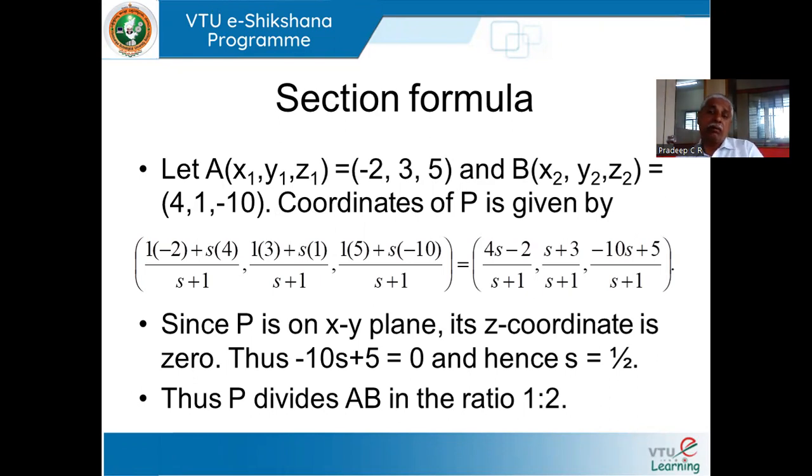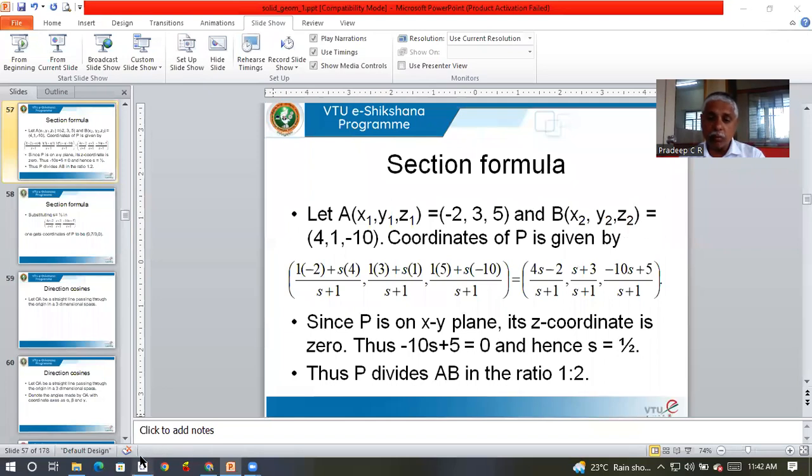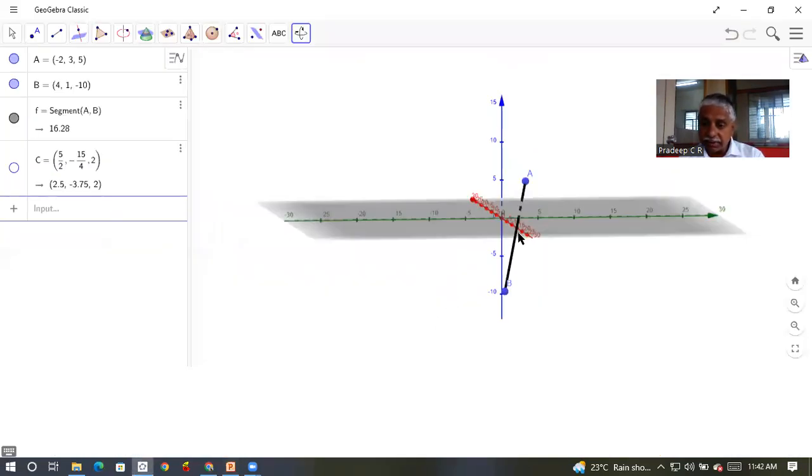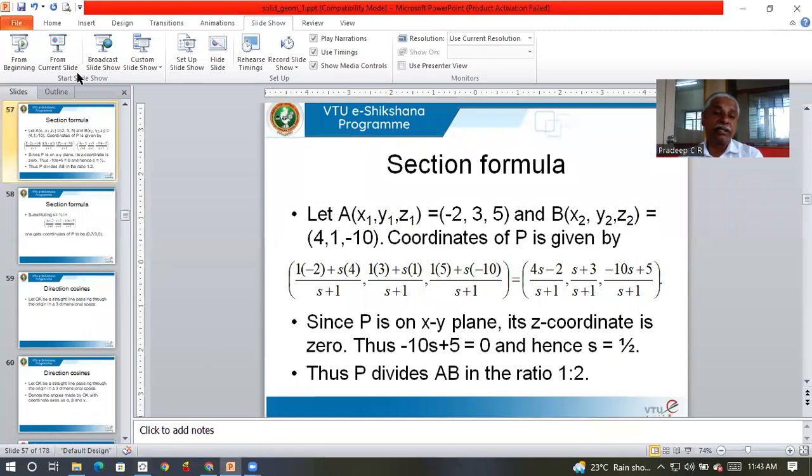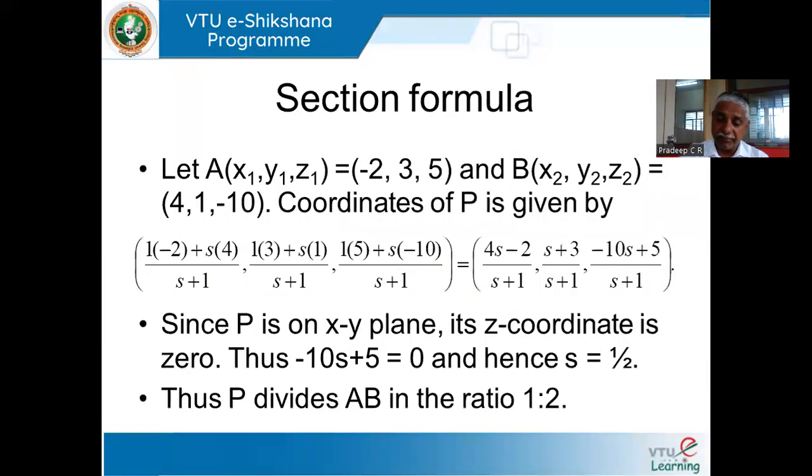So I found in what ratio this point breaks up the line AB: in the ratio 1 is to 2. So if the length of this point to A is 1, the length of this point to B will be double of that. You can check by using the coordinate formula, the first formula we did, the distance formula. I will not do it here. You don't need to do it in the exam.